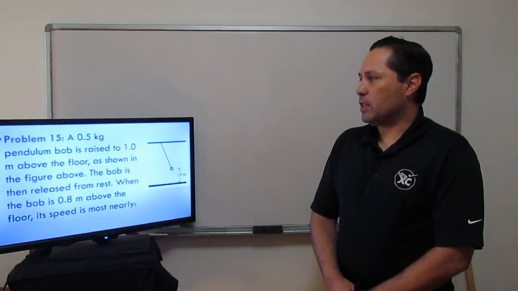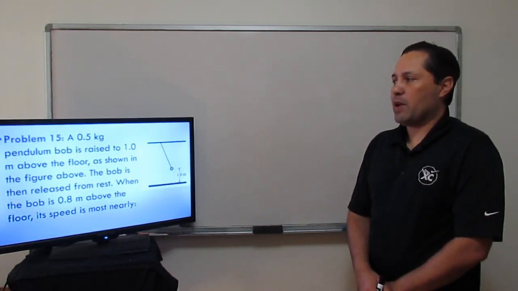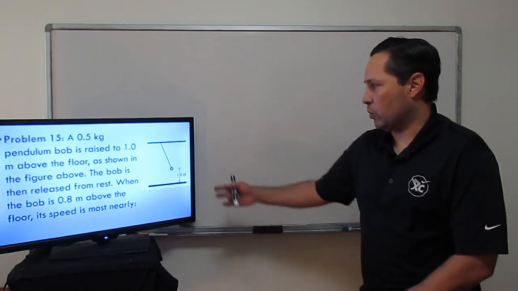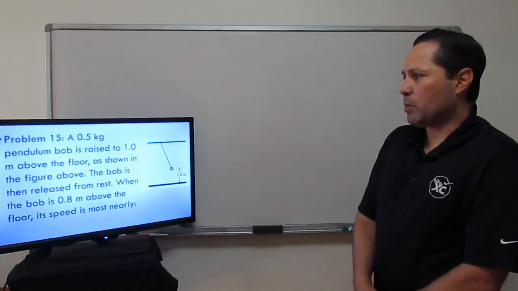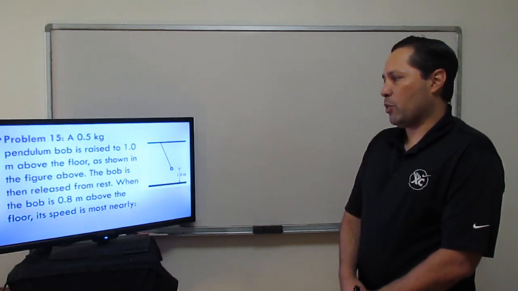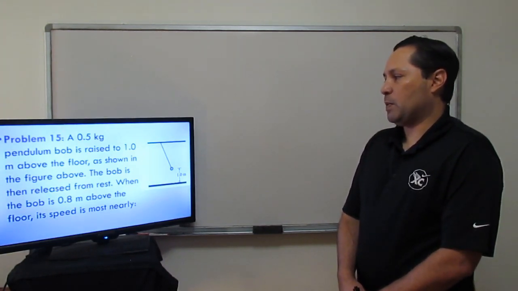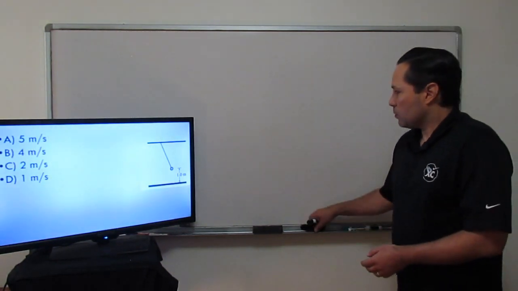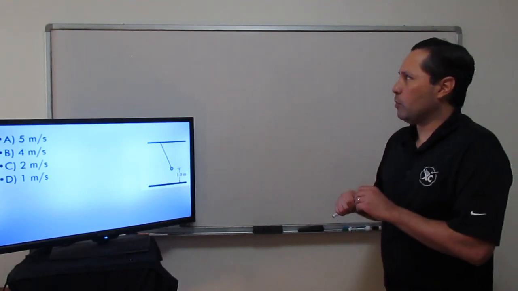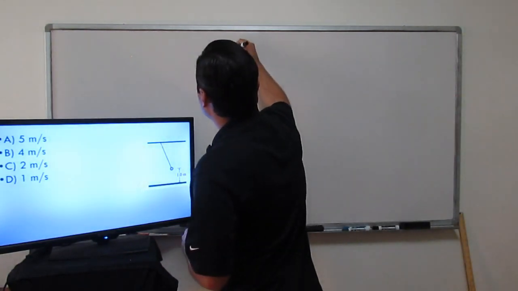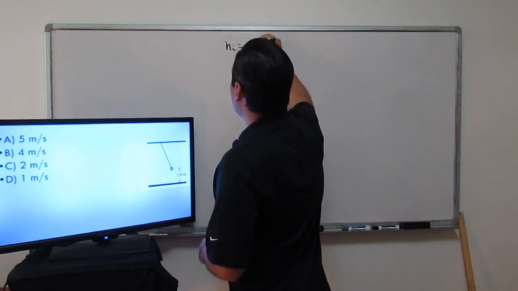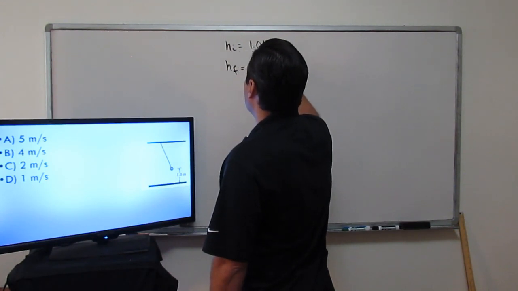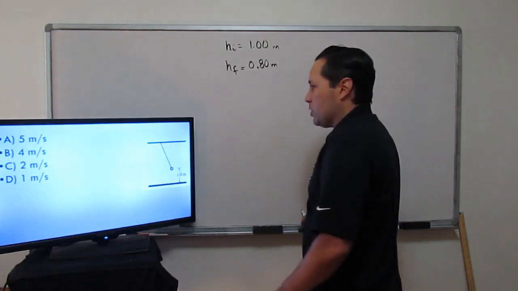Problem 15, and this problem says a 0.5 kilogram pendulum bob is raised to 1 meter above the floor, as shown right here. The bob is released from rest. When the bob is 0.8 meters above the floor, its speed is most nearly which of these? Alright, so let's go ahead and solve this problem. Initial height of this one was 1 meter. Final height is going to be 0.8 meters. That's given to us as well.